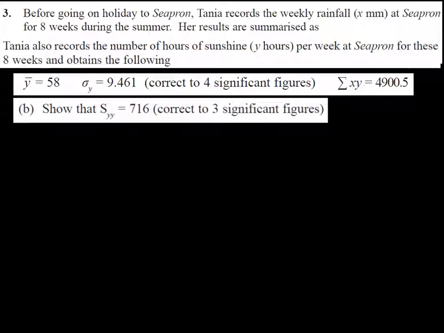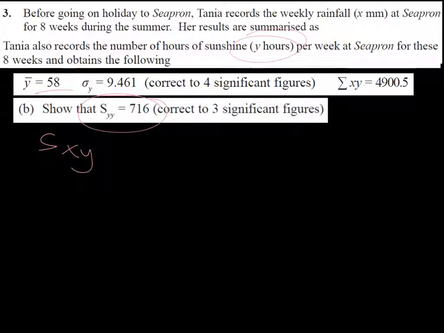In part B, we're also told that Tanya decides to measure the hours of sunshine per week at her holiday destination, and that is denoted by y. And we're provided with information on the mean of y, the standard deviation of y, and sigma xy, and we're asked to show that Syy equals 716, correct to 3 significant figures. Now, you might recall that Sxy is what we call the covariance, and you might therefore assume that Syy is the variance of y. Now, it is related to the variance of y, however, it is not itself the variance.